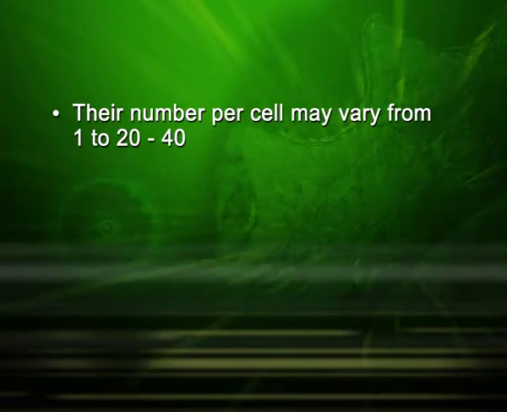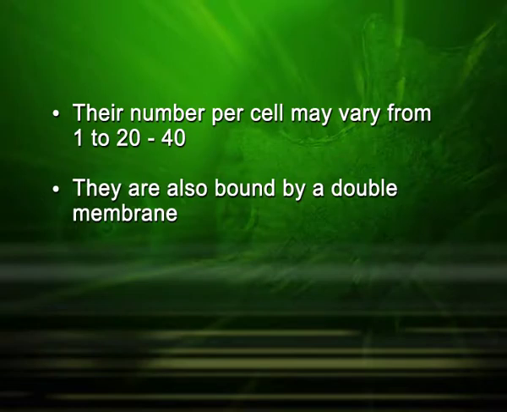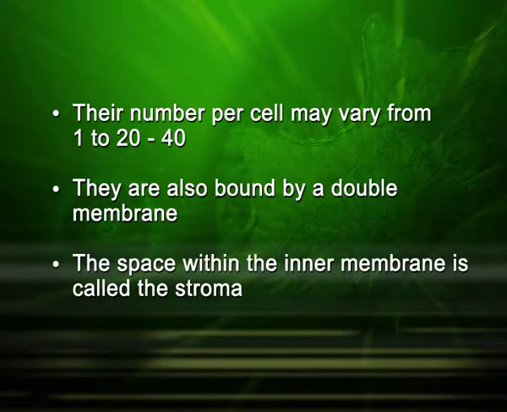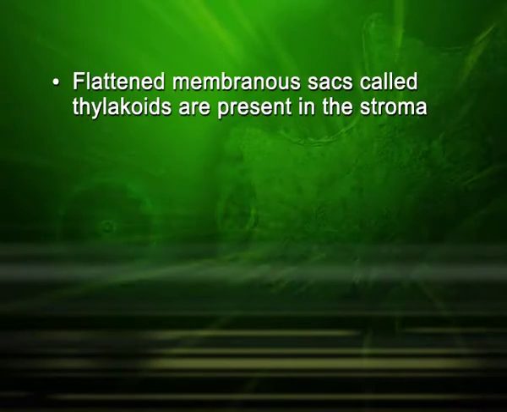The number of chloroplasts per cell may vary from 1, as in Chlamydomonas, up to 20 to 40 per cell. They are bound by a double membrane. The space within the inner membrane is called the stroma. Flattened membranous sacs called thylakoids are present in the stroma.